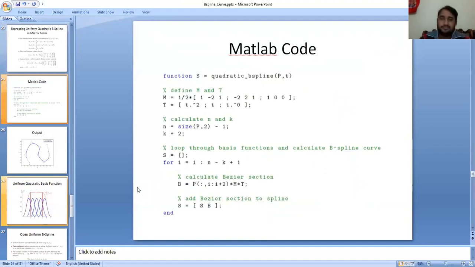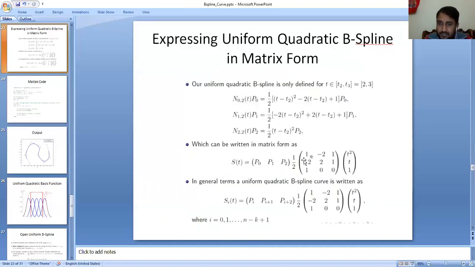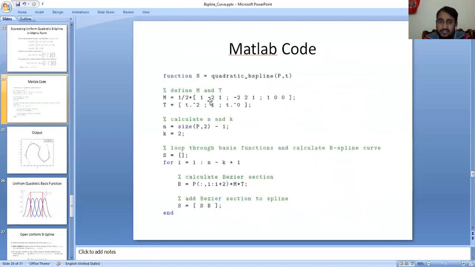And we have written here some MATLAB code. This is the matrix I have defined previously: half, 1, minus 2, 1, minus 2, 2, 1, 1, 0, 0. And this is the T for the quadratic curve. And this T is nothing but the parameter for the function, and P is the control points.